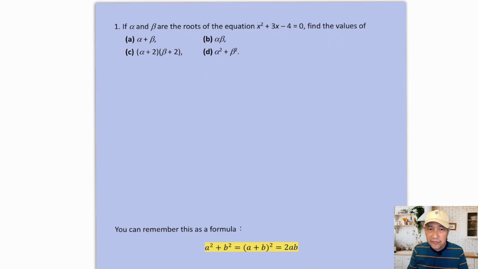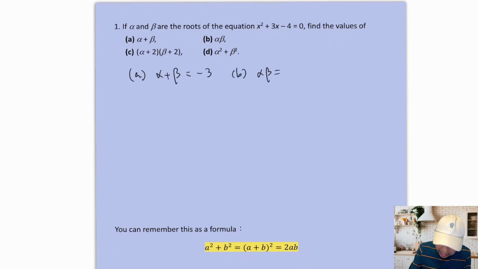Question 1. If alpha and beta are the roots of the equation, find the values of these few things. Part A and part B are very straightforward. We just recite the formulas. Part A, alpha plus beta is equal to negative B over A, so negative 3. In part B, alpha beta is C over A, so negative 4. In part A we got the sum of roots is negative 3. Part B, the product of roots is negative 4.